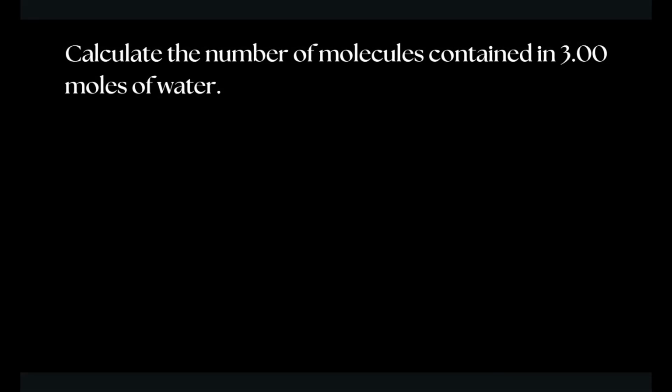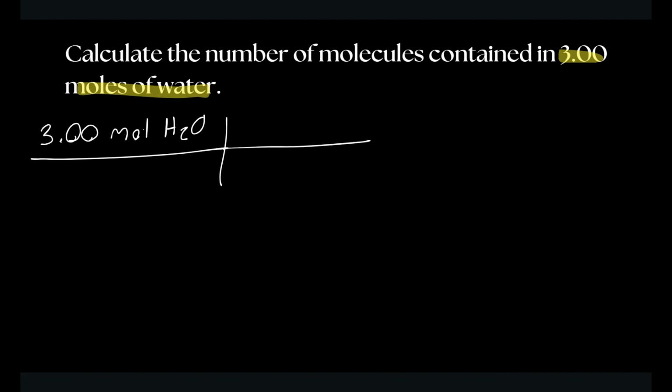Now, taking a look at this example, we're going to calculate the number of molecules contained in 3.00 moles of water. So we have our 3.00 moles of water as what is provided to us in the problem. So we have 3.00 moles of the H2O. Putting this into our setup, we have the moles of H2O on top, which means that in the diagonal, we are also going to need our mole of the H2O.